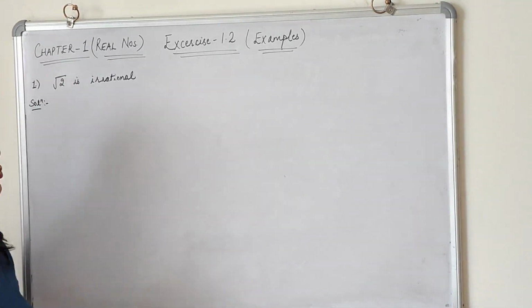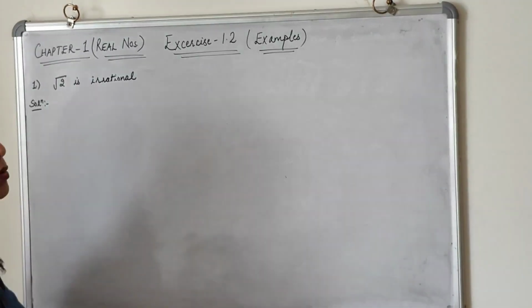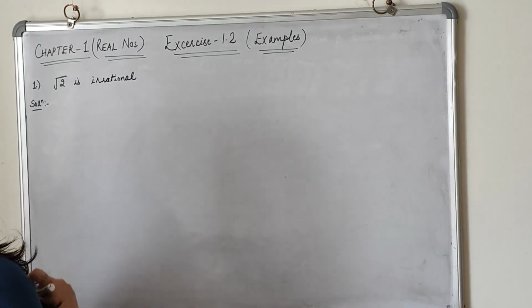Here are the exercise 1.2 examples. Question number 1 is prove that root 2 is irrational.